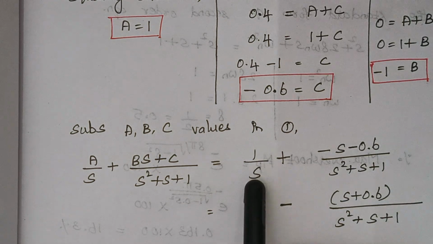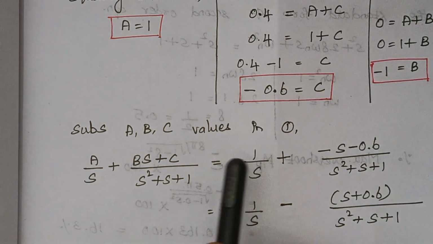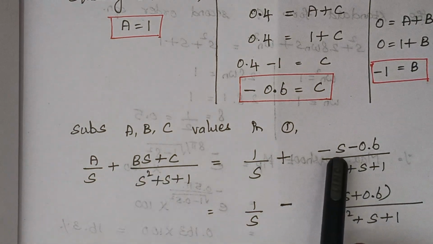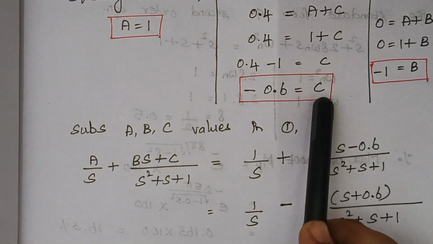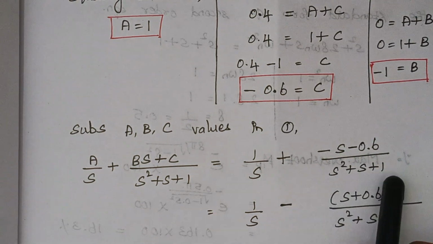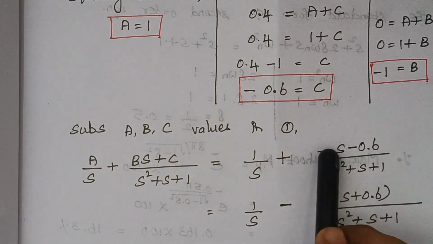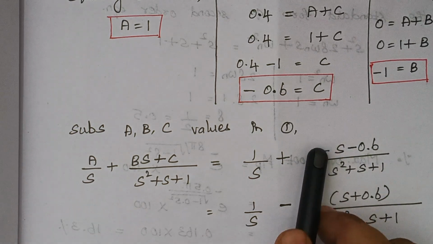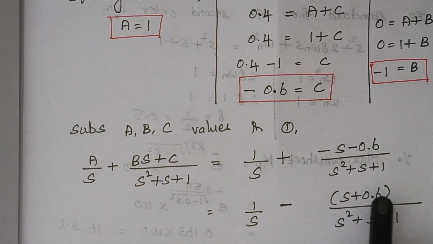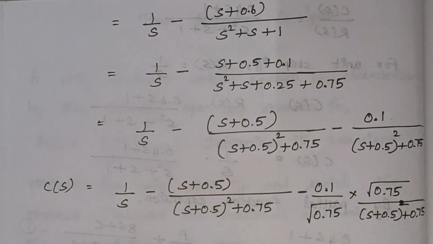So here I am just substituting the values. That is 1 by s. In the place of a it is 1, and in the place of b it is minus 1. So minus 1 into s becomes minus s, and the value of c is minus 0.6. So minus 0.6 divided by this denominator term. Since both the terms have negative sign, I am taking this negative sign outside. So the remaining terms will be s plus 0.6 divided by s square plus s plus 1.